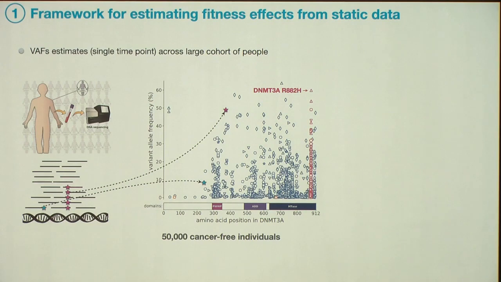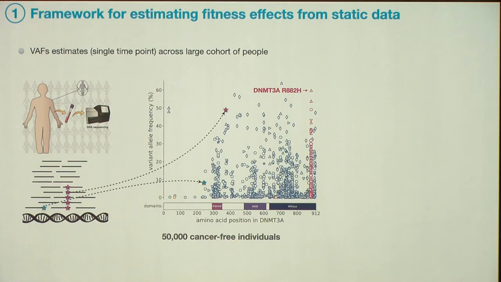Okay, and so this is what I'm plotting on the y-axis here is the variant allele frequency, that's just a measure of how big the clone is, and on the x-axis there is just the position in this particular gene. And what you see from this is, by the way, cancer-free individuals, 50,000 of them. But what you see from this is that there's a huge diversity of clone sizes. Most clones are actually very, very small, some get big. And the basic idea is that there is information in that about the forces of mutation and selection and genetic drift that are occurring inside the tissue.